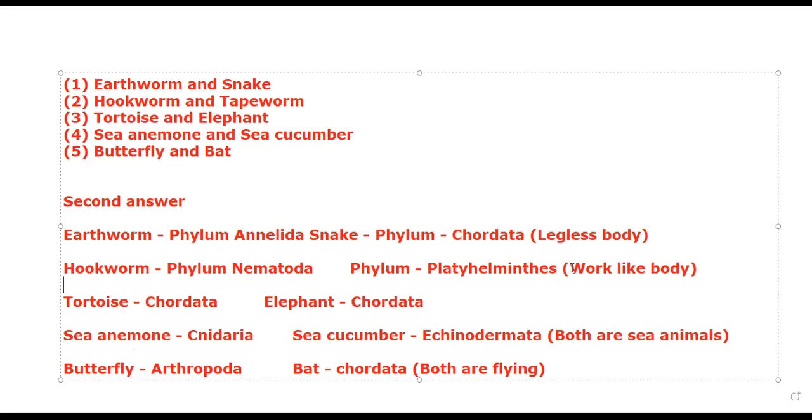No, sir. In physical morphology, tortoise and elephant don't show any near resemblance from outside, correct? But they are closer than any one of these others here. So, considering the evolutionary relationship, if we are grouping, we will not group butterfly and bat together. We will not group earthworm and snake together. Though looking different, we will group tortoise and elephant together. Understood?